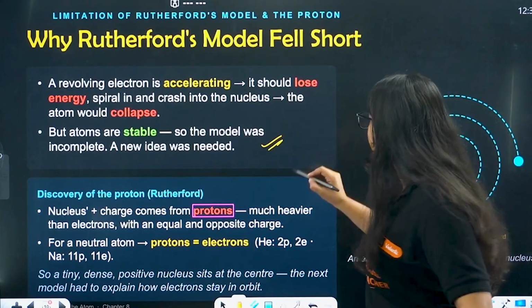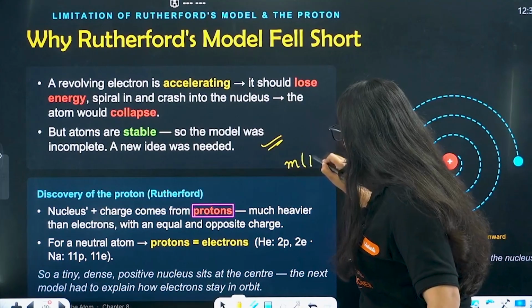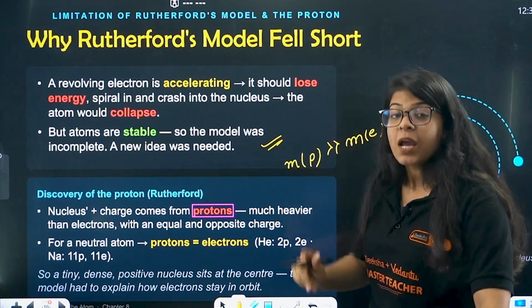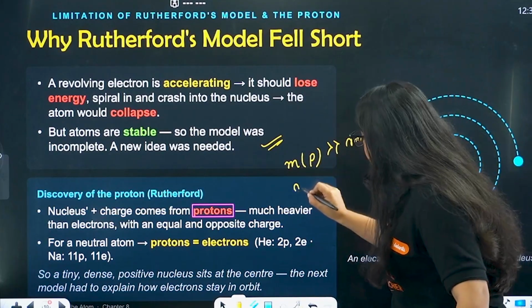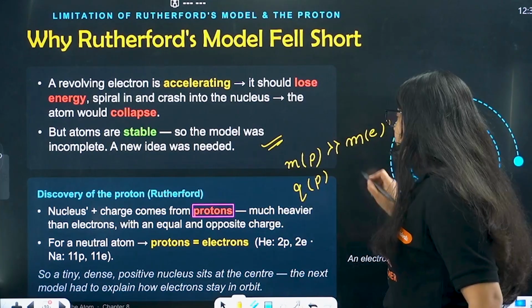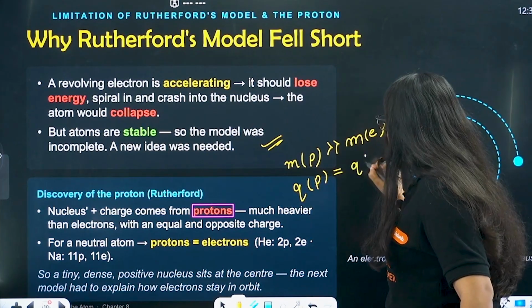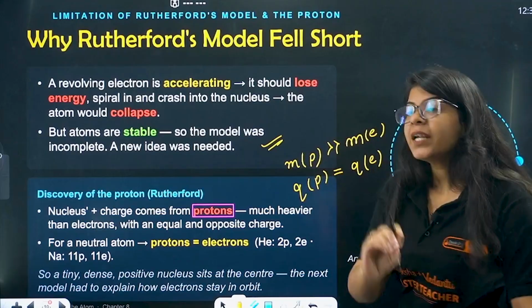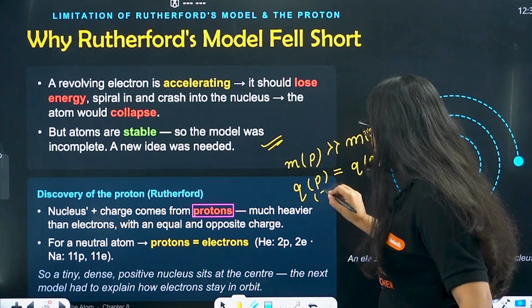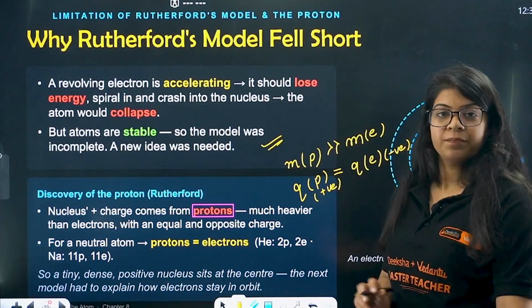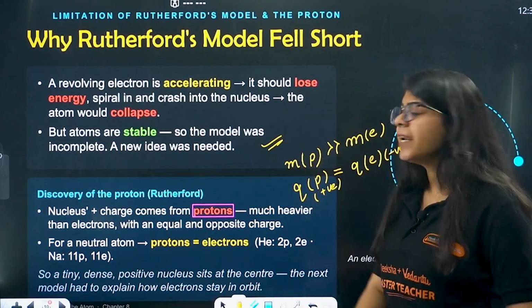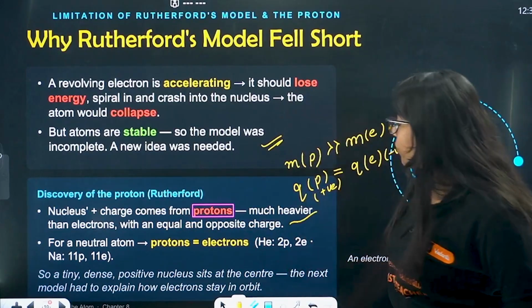One thing you have to remember, the mass of proton is very, very heavier than mass of electron. However, the charge of proton, charge is represented by Q, okay? So the charge of proton is equal to the charge of electron. The only difference is electron is negative in nature, proton is positive in nature. Then charge is same, but mass is very heavy, right? And it has equal and opposite charge.